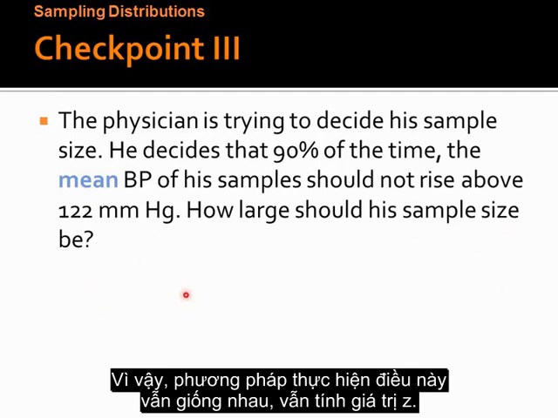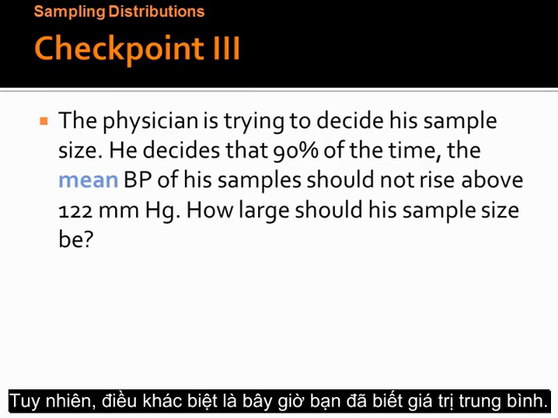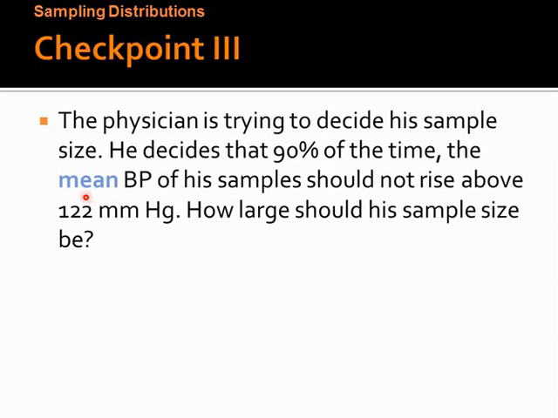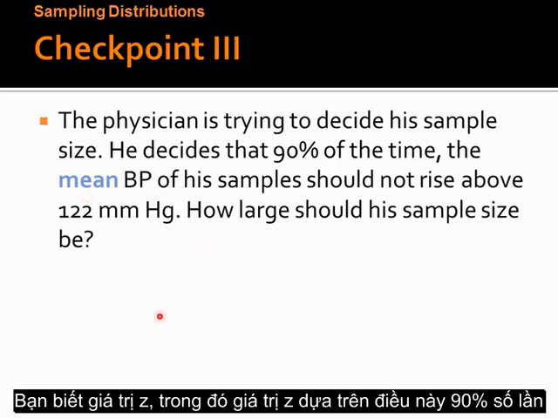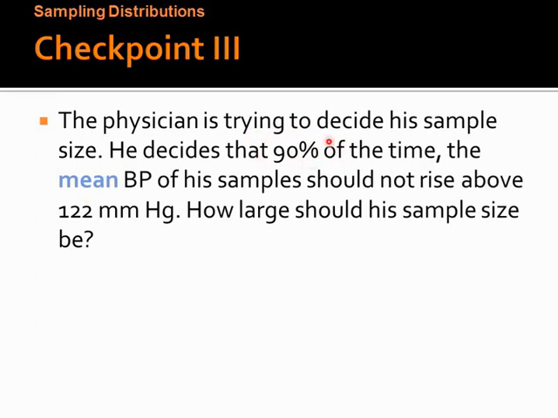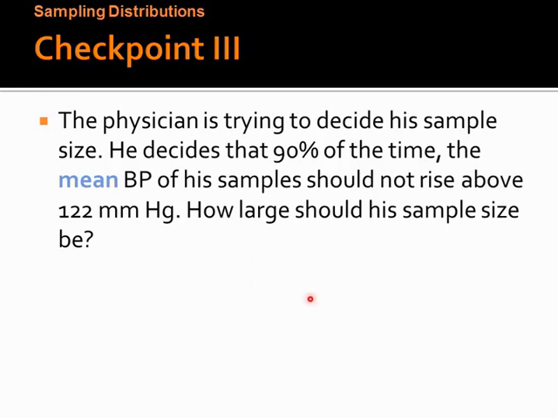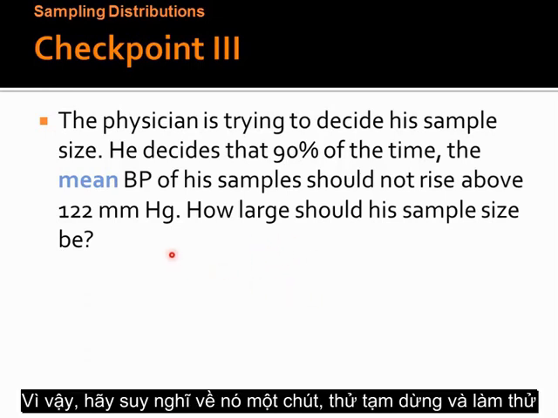So the method of doing this is still the same. You still calculate the z value. What's different, however, is that now you know the threshold which you're trying to hit for, which is 122 millimeters of mercury. You know the z value, where the z value is based on the 90% of the time part, right? And you know the standard deviation. What you do not know, however, is sample size, or n, right? So think about it for a moment and try it out. Pause this and give it a shot.